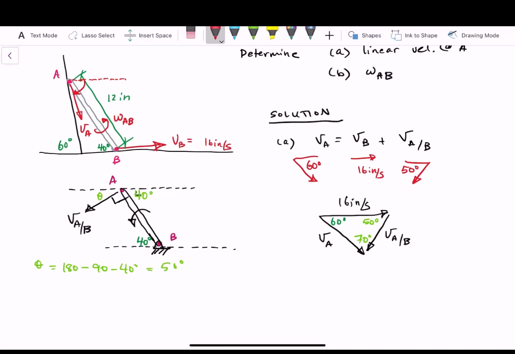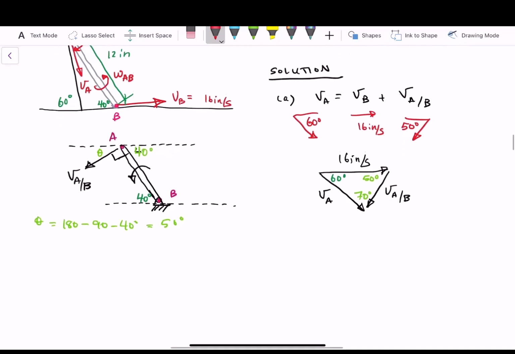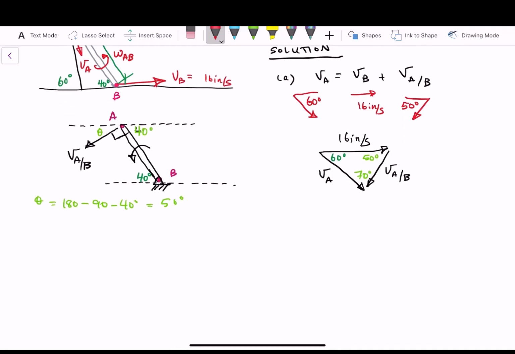Excellent. And why is that so good? Well, that means now, since we have enough angles, we don't have to use the cosine law. In fact, we can use the sine law, which is even better, just because it's easier, right? So we're going to take VA and we're going to use the sine law. So that's sine 50. Remember, it's the opposite angle is equal to the one that we know, which is 16 inches per second over the opposite angle, which is 70 degrees. And if you want to continue that, we also have the other side, which is VA with respect to B over sine 60 degrees.